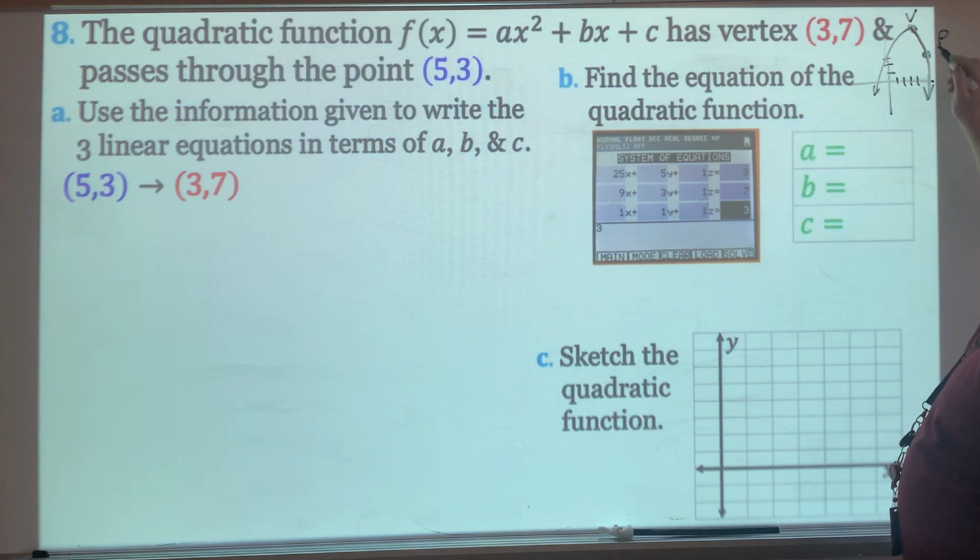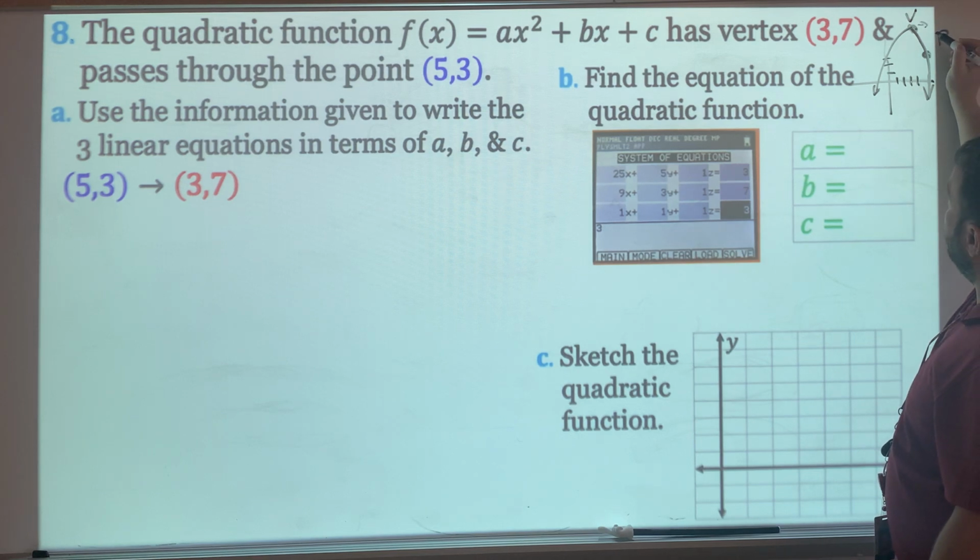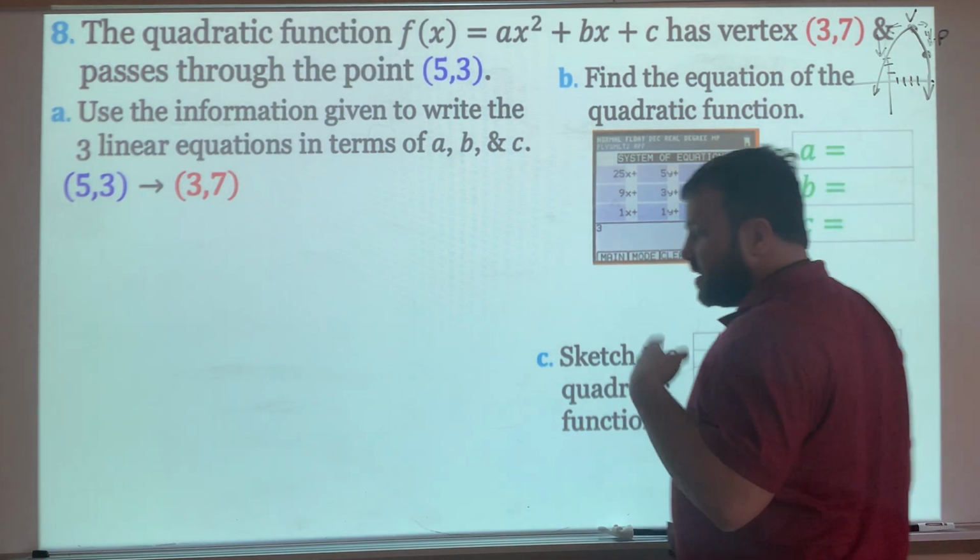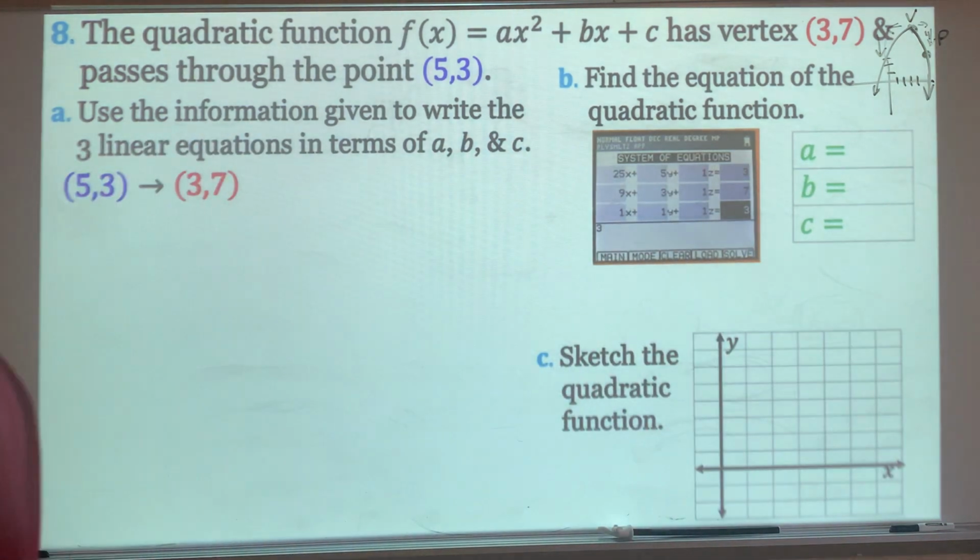All right? So since this point right here goes over 2 this way, and it goes down 4, it's going to do the same thing here. Over 2, down 4. So we can actually find a third point that way. Now the way you're going to find the third point is you're going to take your 5 and your 3.